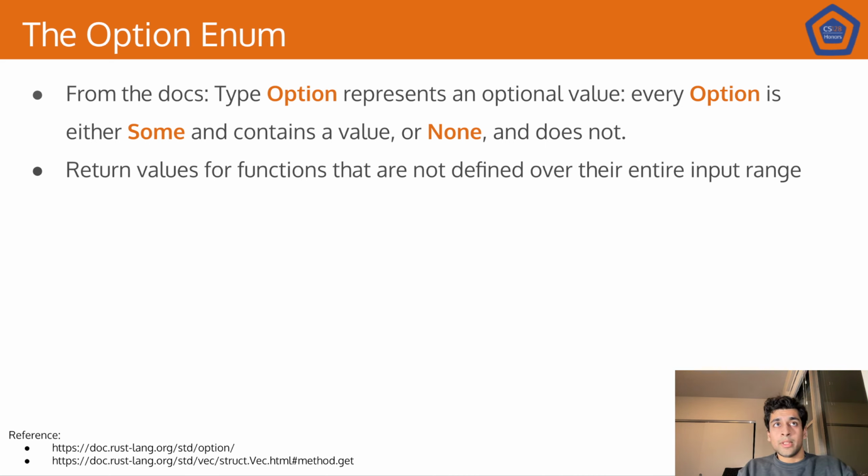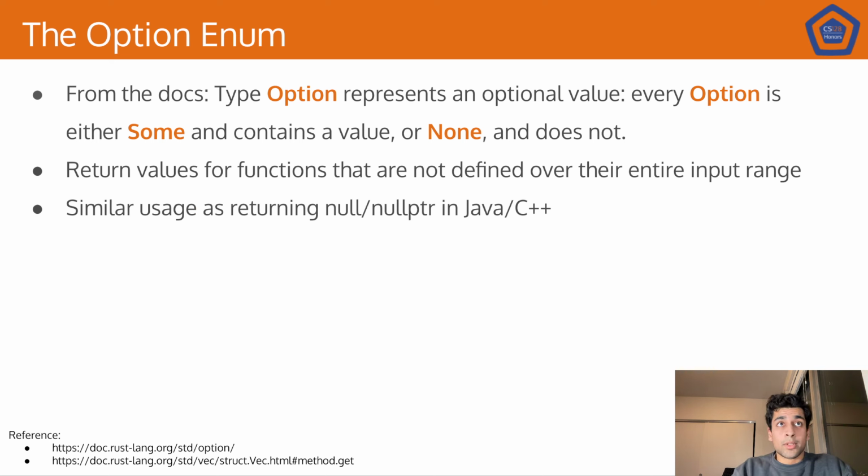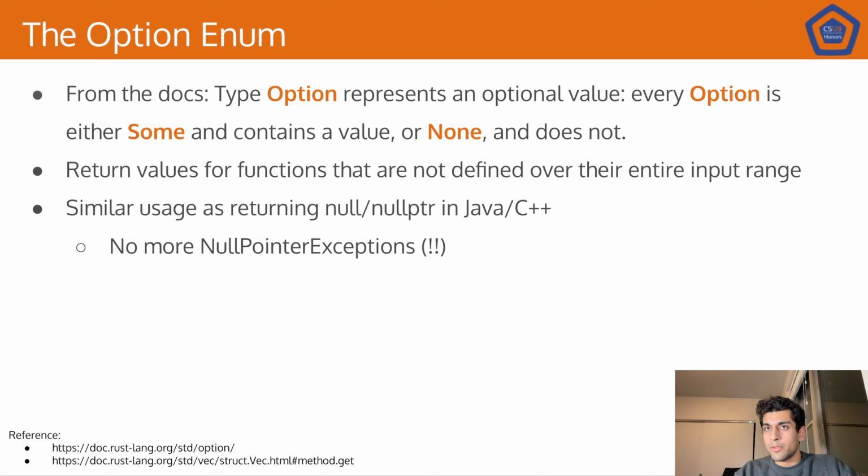So these are really, really useful for functions that are not defined over their entire input range. So what does this mean? Well, if we have some function that returns some value that a particular input could be invalid for, we can just return null, or rather None. This is similar to returning null or the null pointer in Java or C++, except there are no more null pointer exceptions. You're not dereferencing a null pointer, none of that sort of nasty business. Well, kind of, and you'll see why.